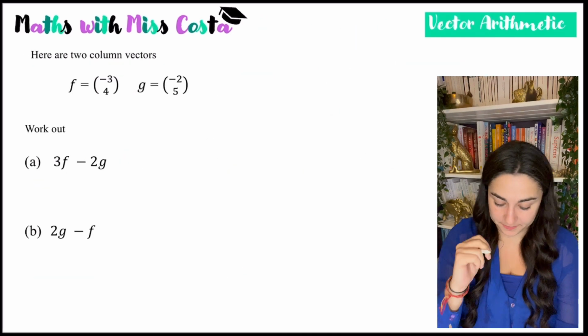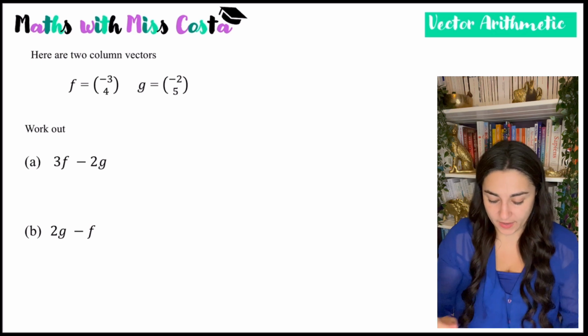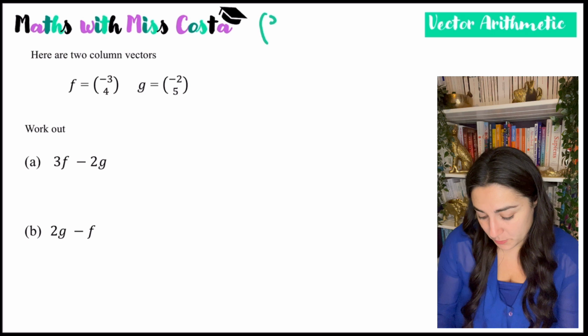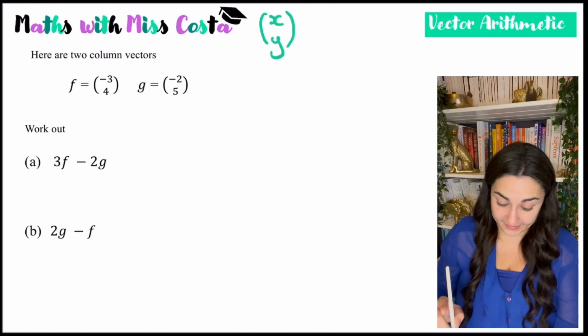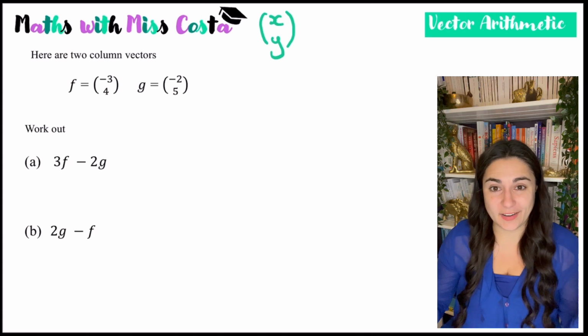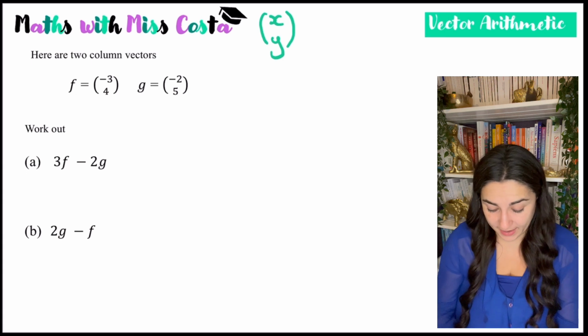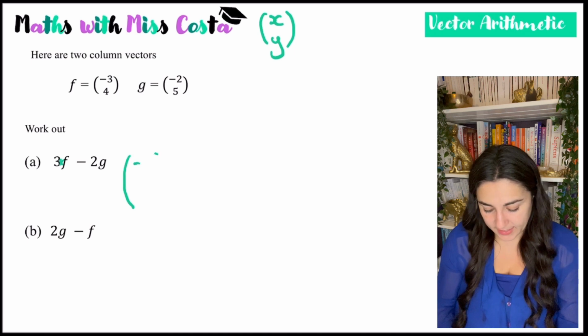So here I've got some vector arithmetic. Vectors can be expressed as column vectors, where the top part represents the movement along the x-axis and the bottom part represents the movement along the y-axis. So when I am manipulating these, I can just multiply everything inside it. So if f is -3 along the x-axis and 4 along the y-axis, 3f is going to be 3 lots of each movement. So 3f is -3 times 3, which is -9, and 4 times 3 is 12.